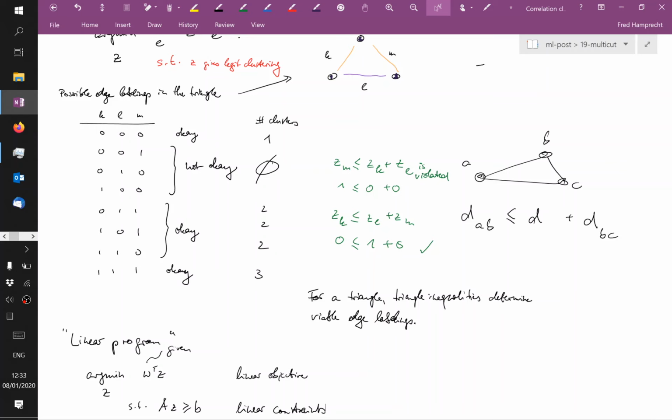But you can always make a graph complete by introducing edges that have a weight 0, and then triangle inequalities will work for you. Do you cut these edges or do you? It doesn't matter. I mean, for the frustration, it does not matter. Yeah. For determining whether the edge labeling is correct. Okay.